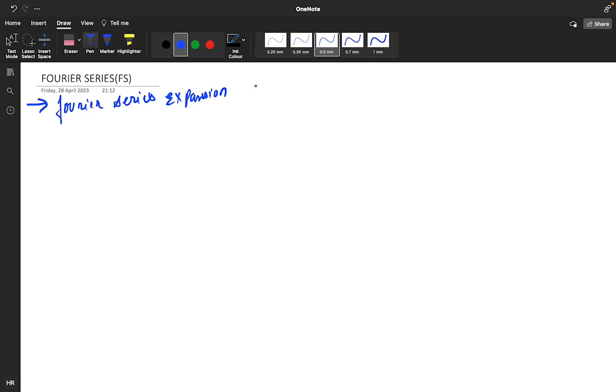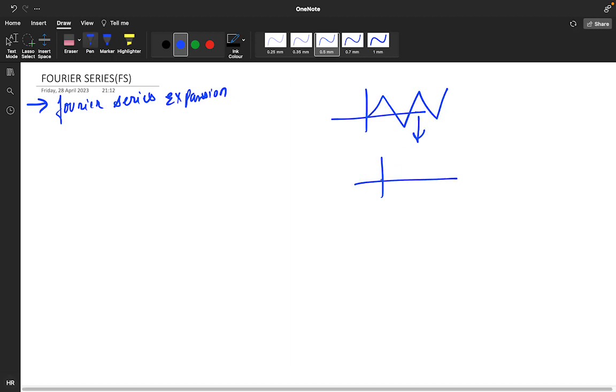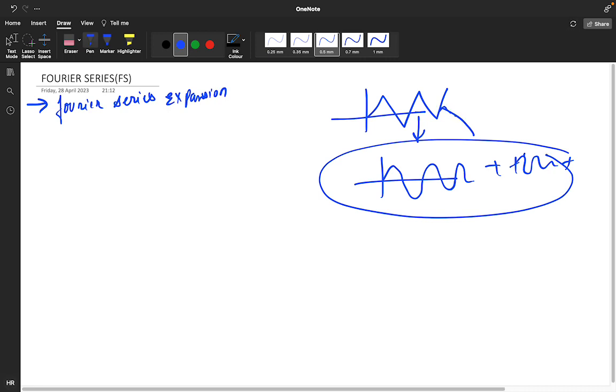Any waveform can be represented in the form of sinusoidal waveforms. That is the meaning of a Fourier series. Any kind of a waveform, for example this triangular waveform, can be represented as a multiple number of sinusoidal waveforms. The summation of that multiple number of sinusoidal waveforms will give you that particular waveform.